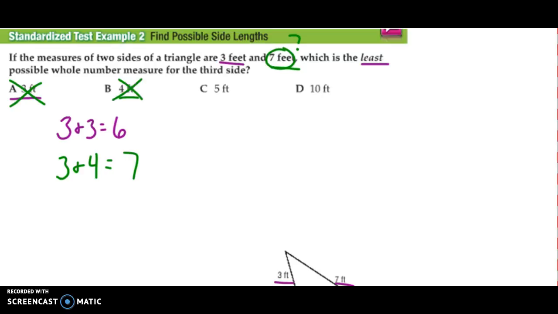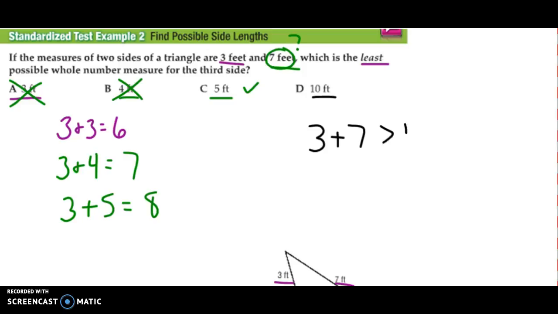Let's try the next one. 3 plus 5 is 8. Is 8 greater than 7? It is. So I'll put a little check mark because that one works. And then finally, the last one, 10 feet. Well, I'd want 3 plus 7, because those would be my two shortest sides, to be greater than 10. Well, 3 plus 7 is 10, so it's not greater than 10, so it can't be D. So the only answer that makes sense is C. There's a couple different ways you could do this. This is just one of them, by trying all four.